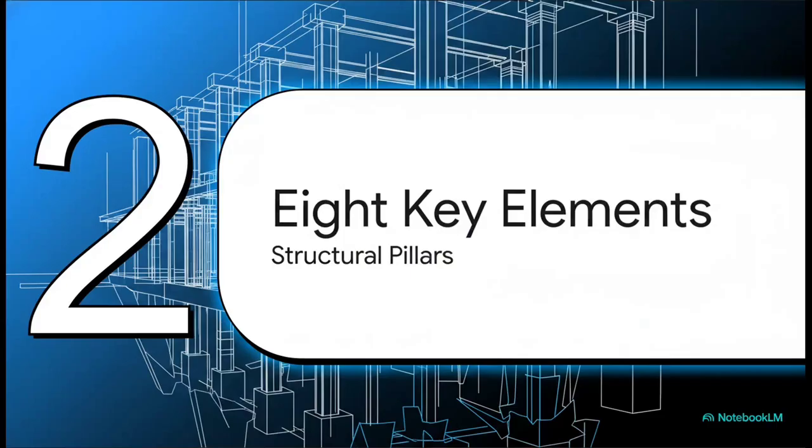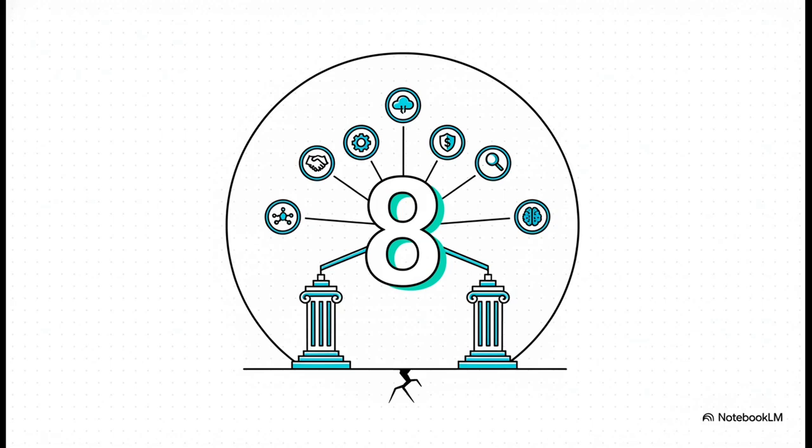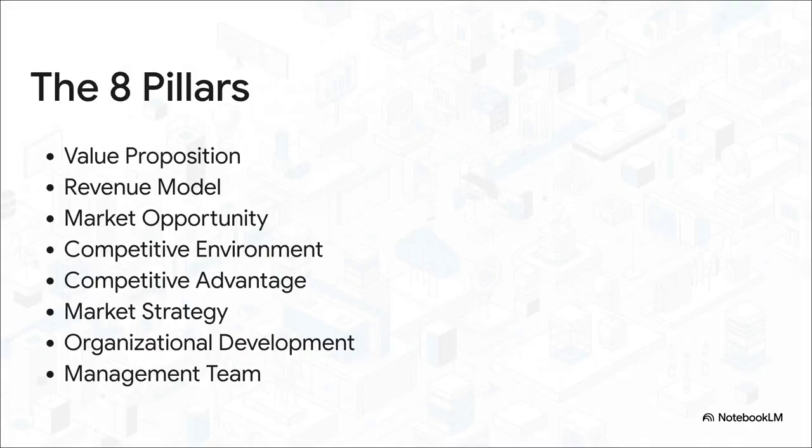Section 2. 8 key elements, our structural pillars. There are exactly 8 key elements that a successful virtual business model absolutely must address. If a business plan is missing even one of these, the entire structure is compromised. And here they are, the 8 load-bearing pillars. You've got to understand your market opportunity, who your competitors are in the competitive environment, your competitive advantage, your market strategy, how your organizational development will play out, and of course the strength of your management team.